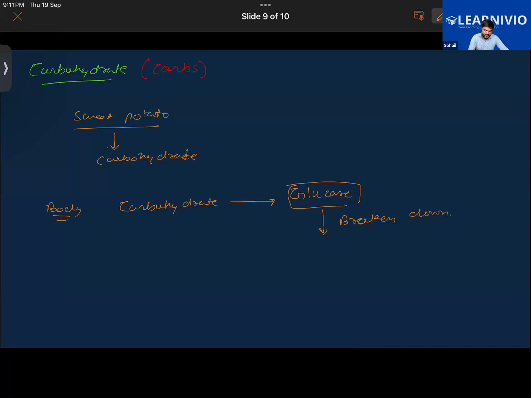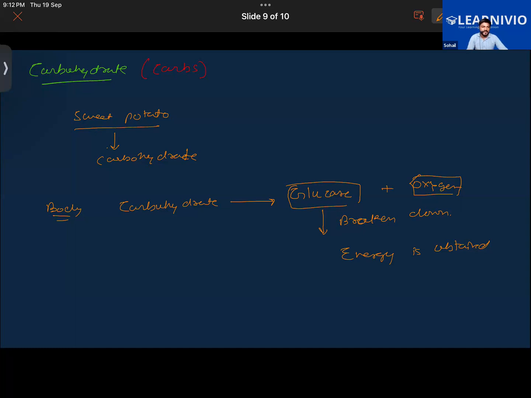With the help of oxygen, this glucose is broken down, and as a result, we get energy out of it. Energy is obtained. That is what basically happens. So glucose is the main source of energy for our cells.